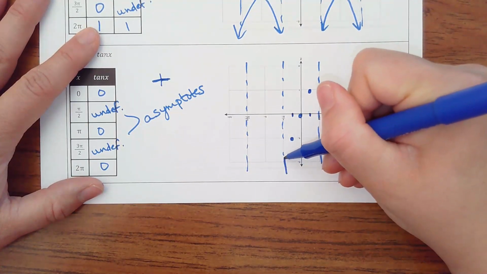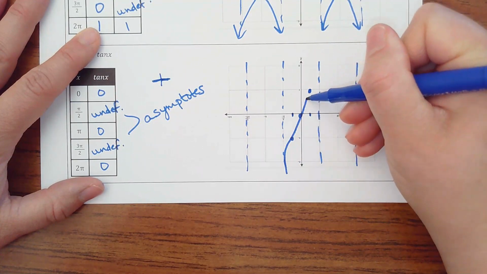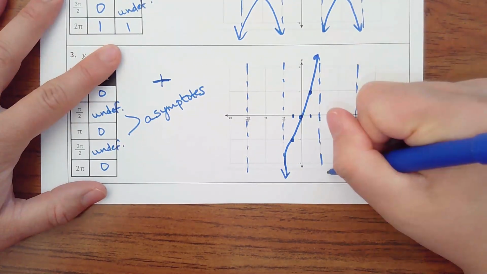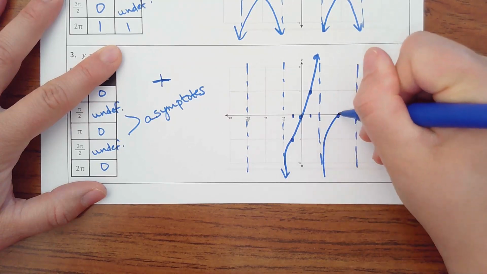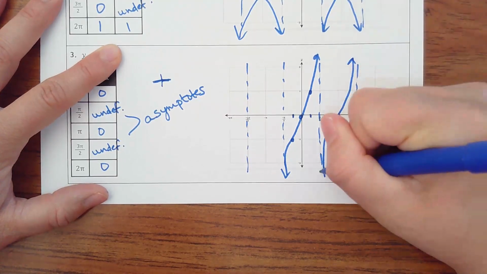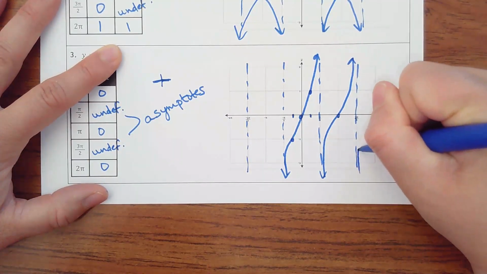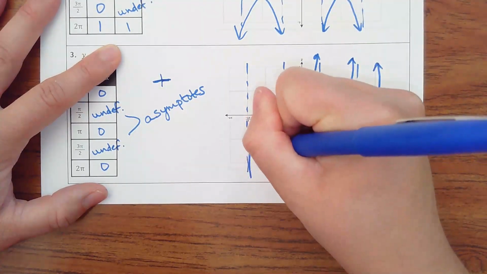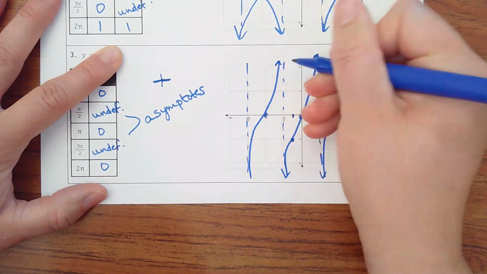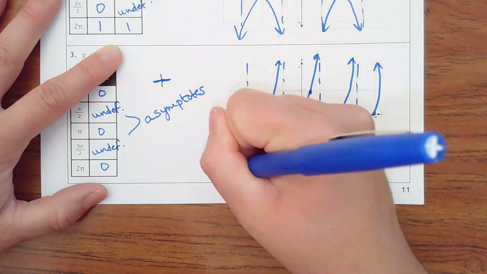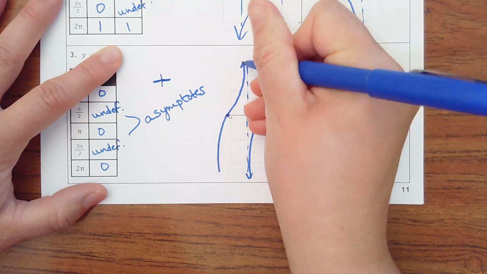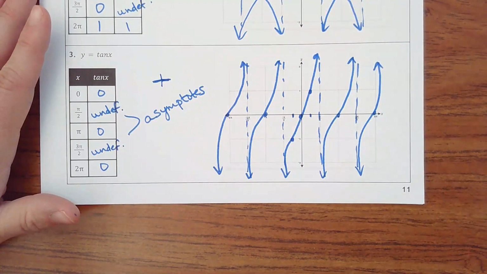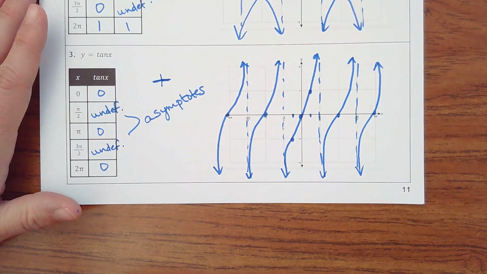So it creates a curve like this. And it does that everywhere. So it goes from down to up. Down to up. It's kind of mesmerizing, really. Isn't that cool? So that is the tangent graph. Okay, let's flip it over and try a few more.